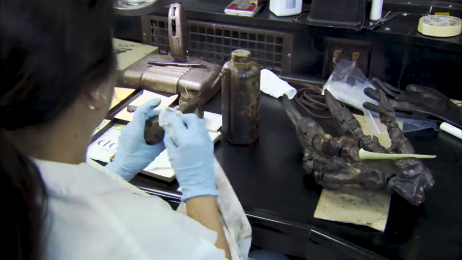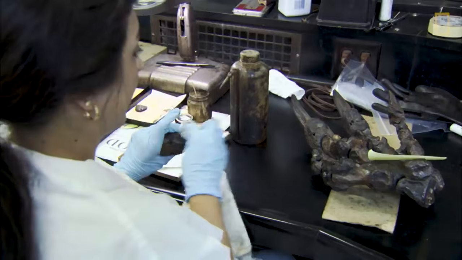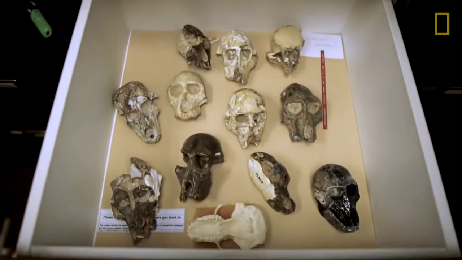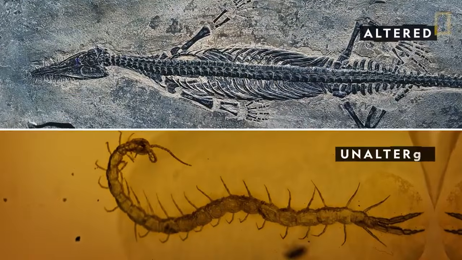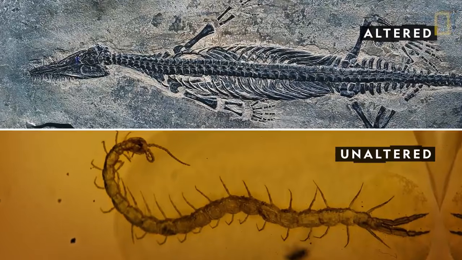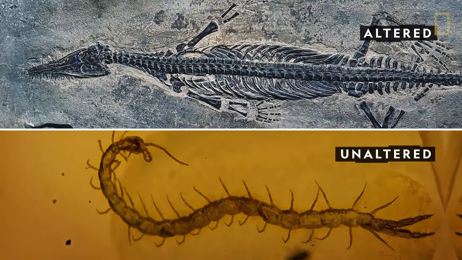Fossilization, or the process of preserving organisms in stone, can occur in countless ways. These methods are largely grouped depending on whether the organisms are altered during the fossilization process.